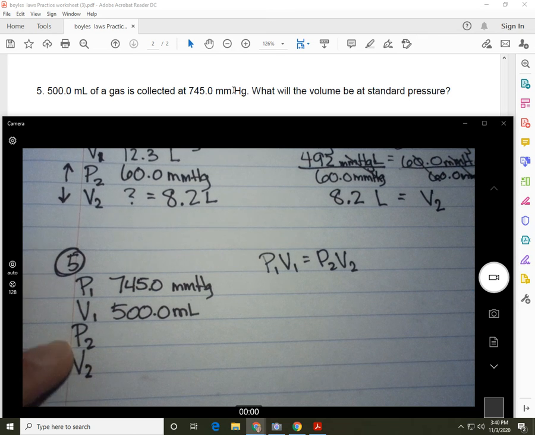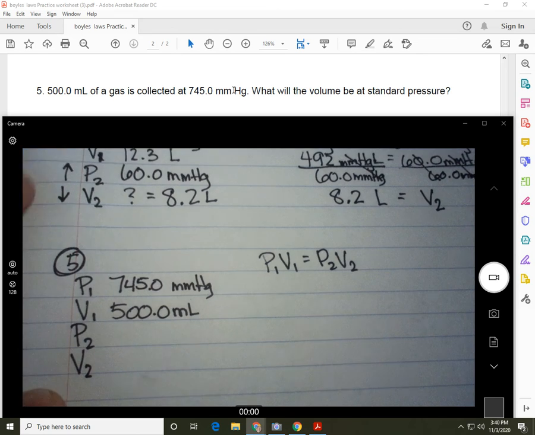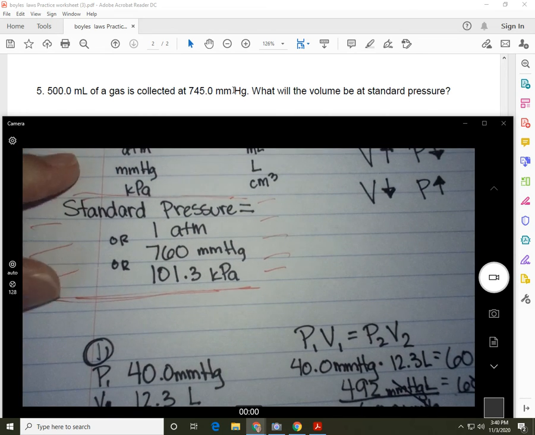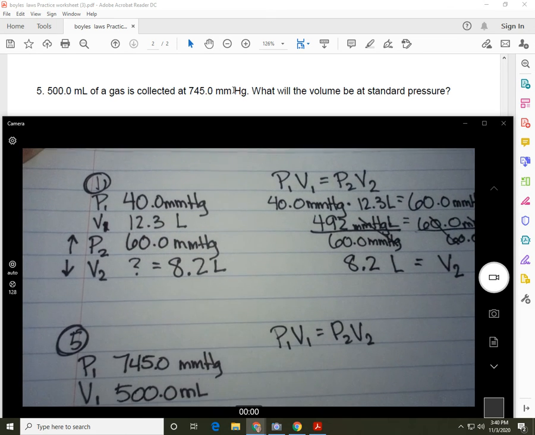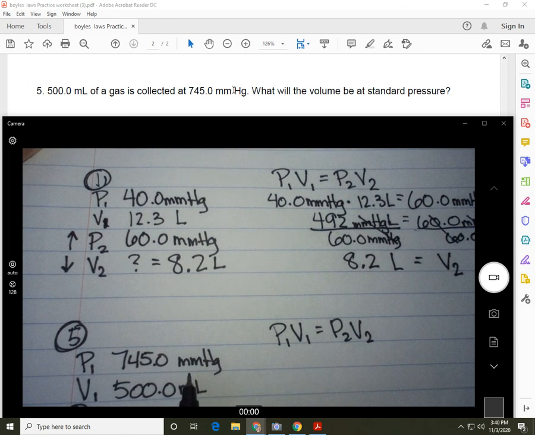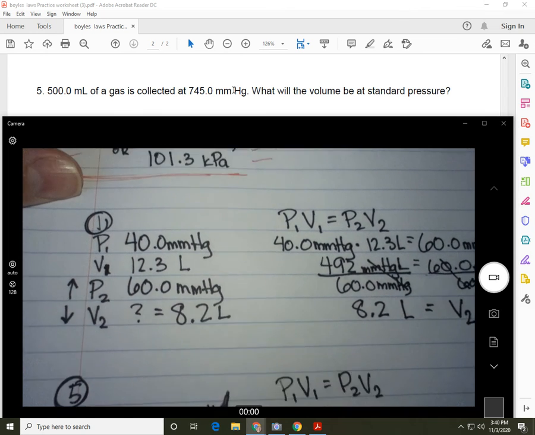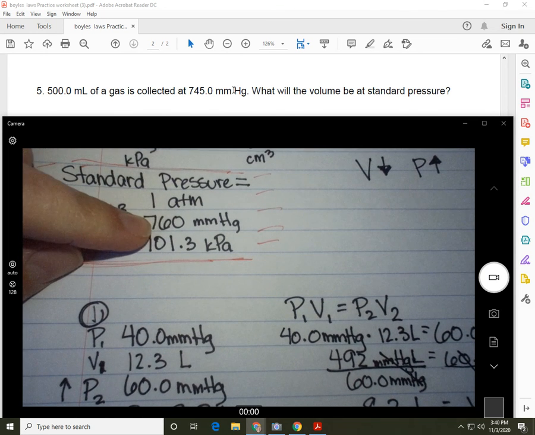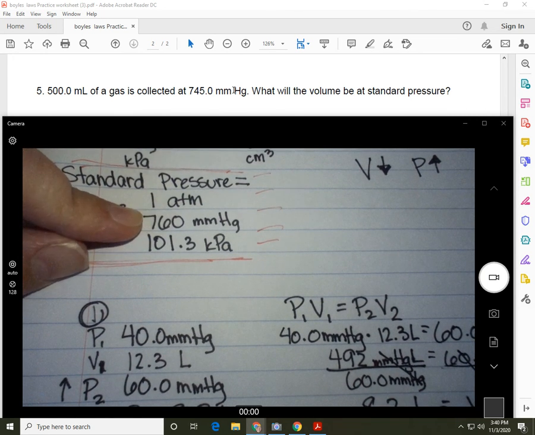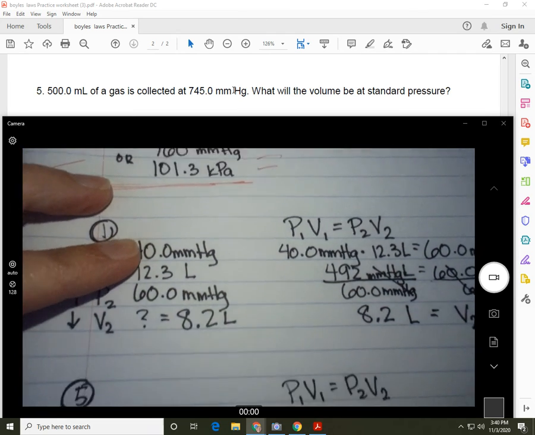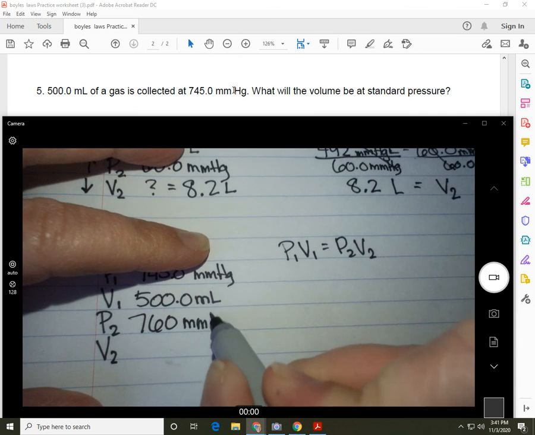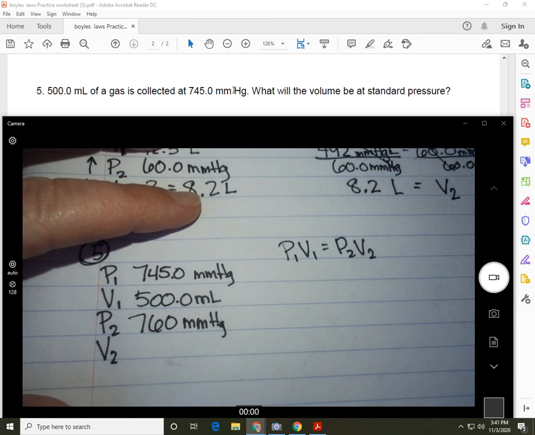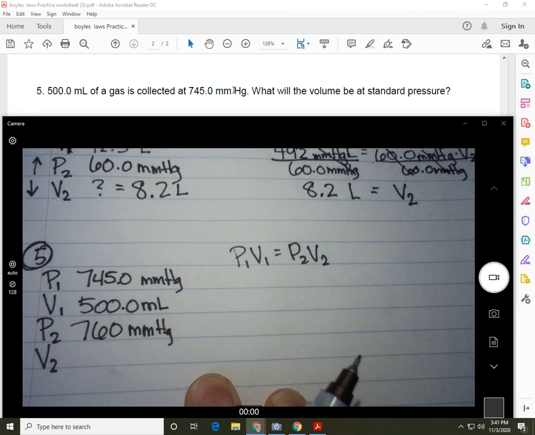What would the volume be at standard pressure? Well, that question doesn't give us any other numbers, so how are we going to figure this out? Standard pressure. Remember I told you if we have problems that say standard pressure, we're going to have to use one of these numbers. In that problem, I've got millimeters of mercury already written down. So my standard pressure in millimeters of mercury is 760. So that's going to be my pressure 2, 760. That's standard pressure. And then I just plug it in just like I did before. So we'll go through that and show you what we come up with.